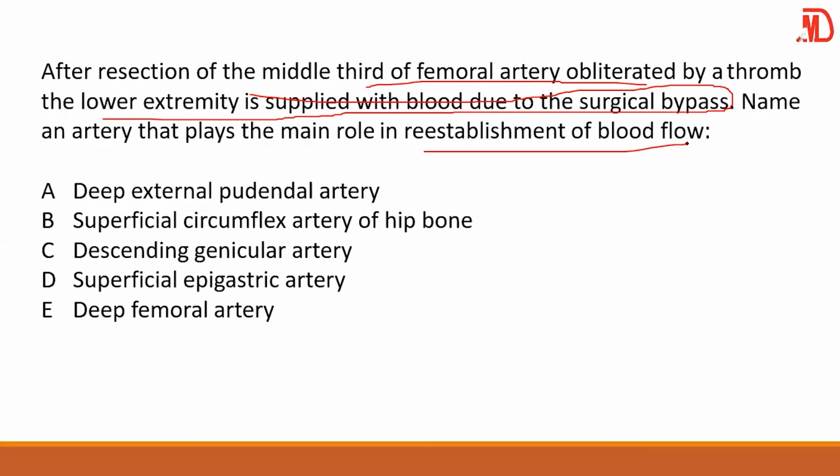Basically, we are talking about the deep arteries. So you can do an anastomosis to connect it so that it can supply the superficial. So here we're talking about the deep femoral artery. We have the superior and then we have what? The deep. The deep femoral artery. So here your answer is what? Is E.